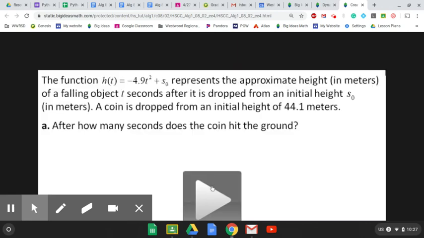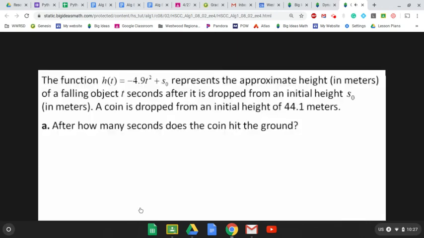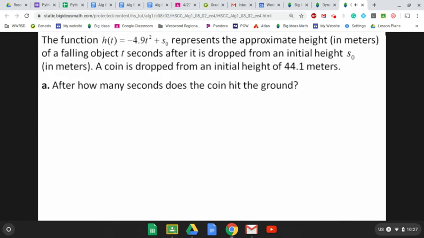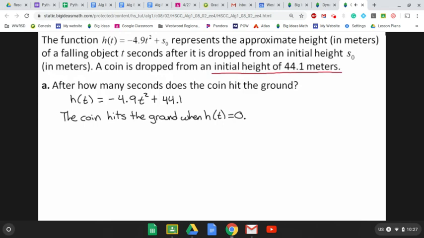The function h of t equals negative 4 9/10 t squared plus s sub 0 represents the approximate height in meters of a falling object t seconds after it is dropped from an initial height s sub 0 in meters. A coin is dropped from an initial height of 44 1/10 meters. Part A. After how many seconds does the coin hit the ground? Because the coin is dropped from an initial height of 44 1/10 meters, the function h of t equals negative 4 9/10 t squared plus 44 1/10 represents the height of the coin t seconds after it is dropped. The coin hits the ground when h of t equals 0.